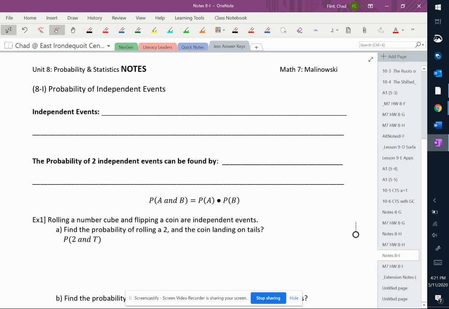Okay, here we have notes for 8-I, probability of independent events. So first off, an independent event.